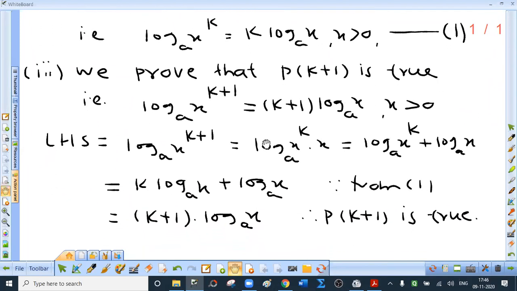Begin with LHS. This is LHS. As per laws of indices, what is x raised to k plus 1? It is x raised to k into x raised to 1. Log mn is log m plus log n. It is better if you mention that. Log mn is log m plus log n. But from 1, what is log of x raised to k? k log x plus log x. Take log x common to get k plus 1 in bracket. Of course, I have to say this is nothing but RHS, and then I have to say therefore P(k+1) is true.